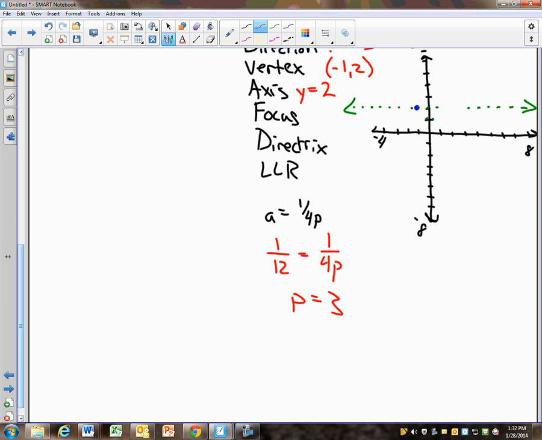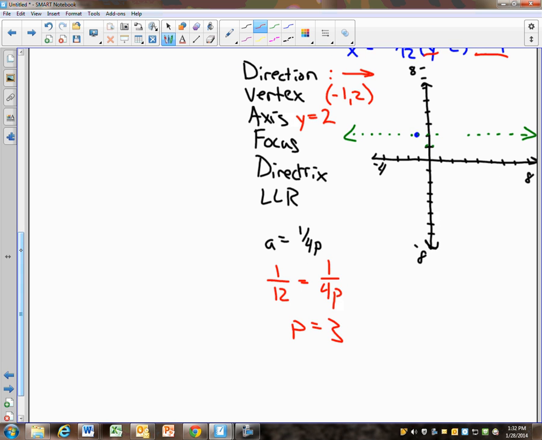So, if p is 3, the focus is how many units away from the vertex? 3 units. To the right or to the left, up or down? To the right. 1, 2, 3. 3 units to the right. There's my focus. That's my vertex. Name the focus. What is the location? 2, 2.